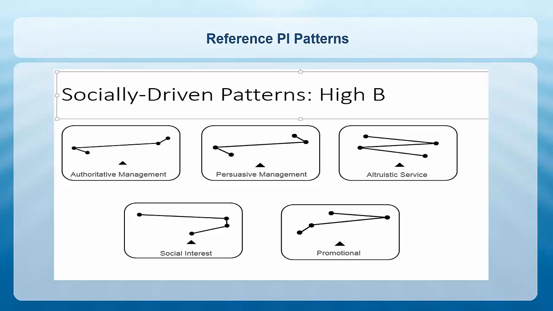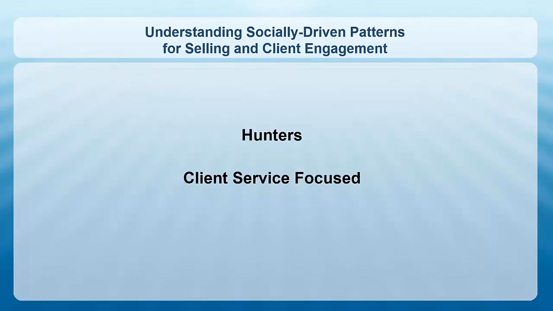I have some clients right now that have altruistic patterns in a customer relations type of job where we're seeing some real high performance going on. We also have the social interest pattern. I do not encounter that very often, but it is a high B pattern that would come up in these jobs. And then we have the promotional pattern on the lower right, which comes up very, very often and is suited for particular kinds of jobs that might come up in this area of selling and customer service.